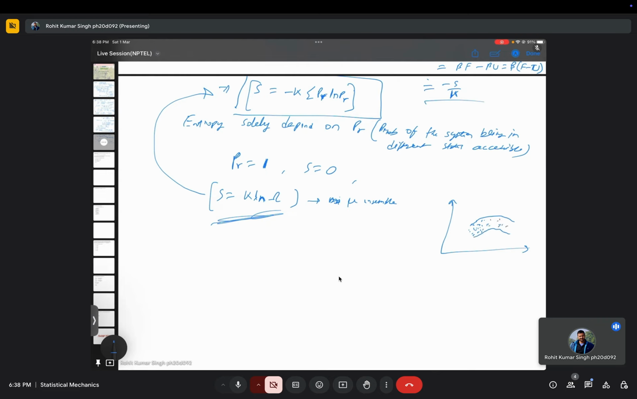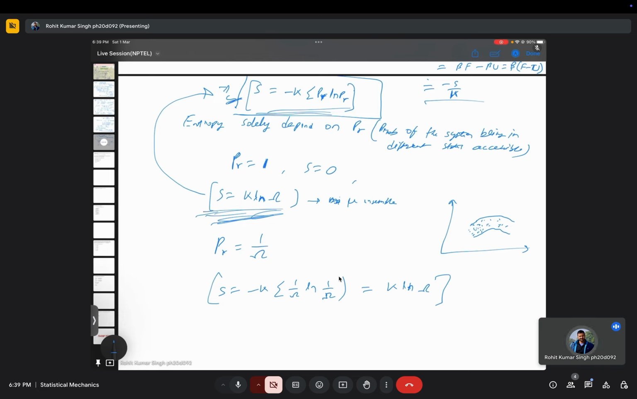That is, all microstates of each member of the ensemble are equally likely to occur. Okay, so probability is given by just 1 over the number of microstates. And if you put that in this equation here, you will get this same answer. So this is a general scenario, okay?